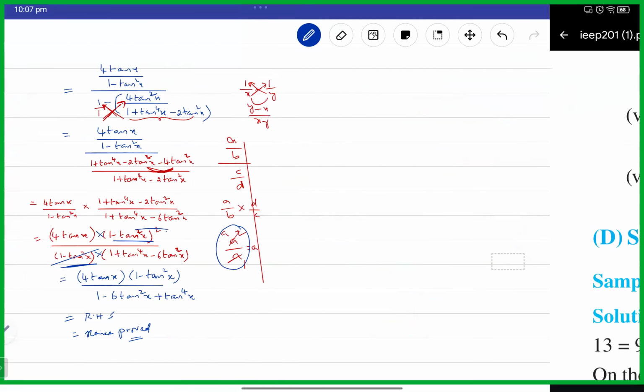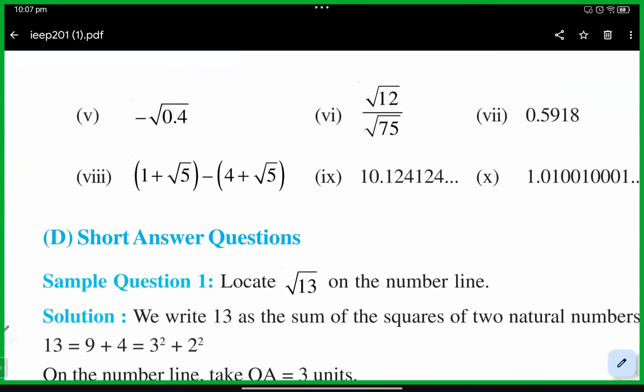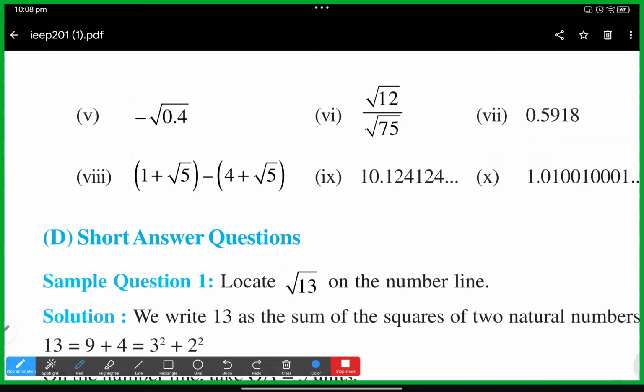So here, Pranali, we have 1 plus root 5 minus (4 plus root 5). If we open the brackets and simplify, we get 1 plus root 5 minus 4 minus root 5. Plus root 5 minus root 5 cancels, which is equal to 1 minus 4, that is minus 3.